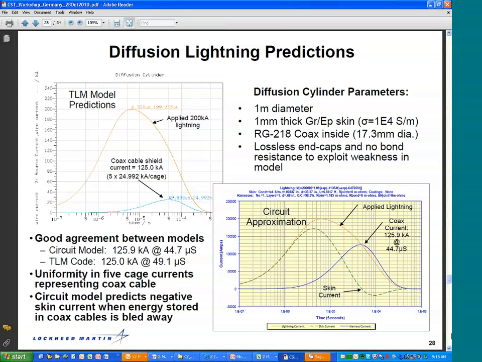So that's the current in one of the cage members, and you've got to multiply that by 5. And then the circuit model. So by this, I'm saying, well, I'm getting good behavior in my model. This is working properly, and I can then feel confident to go ahead and use that modeling approach to develop a more complicated system model.